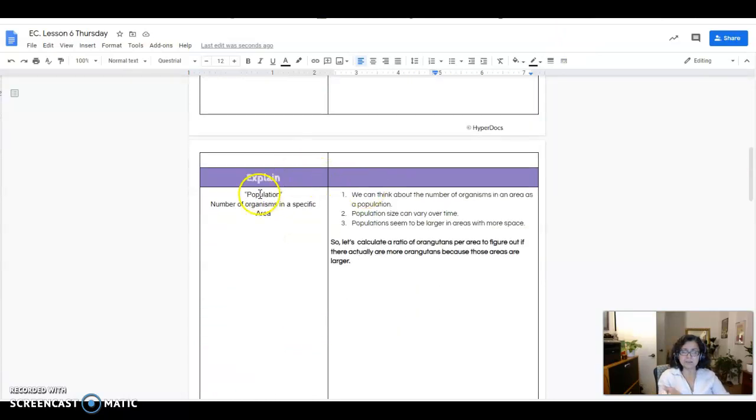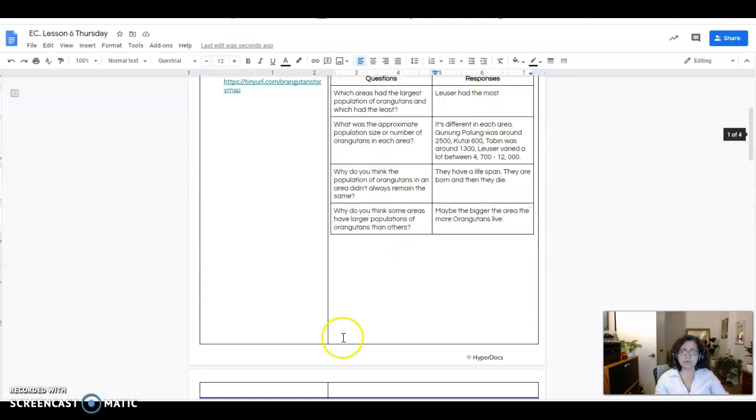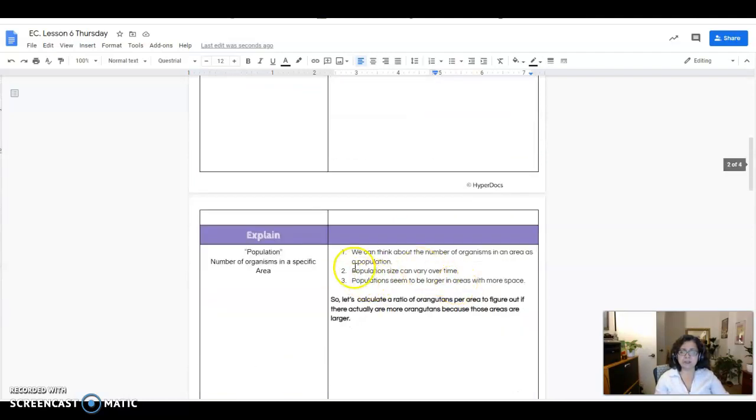And then the explain part, there's nothing for you to do. See, it's blank. It doesn't say your task. It's just blank. So I am now explaining. Remember, explaining is my part. I'm explaining what you figured out here. And here's what we figured out. We can think about the number of organisms in an area as a population. So population is the new vocabulary. Population is the number of organisms in a specific place, in a specific area.